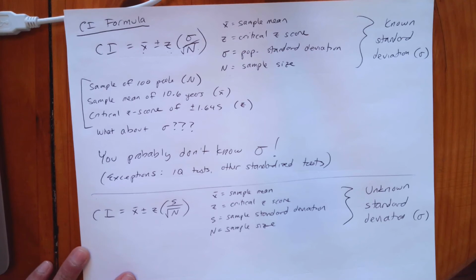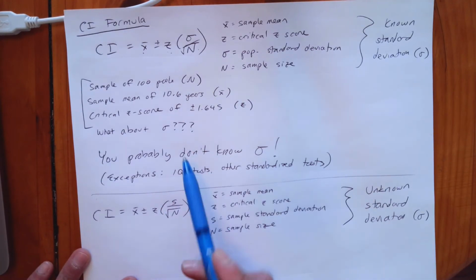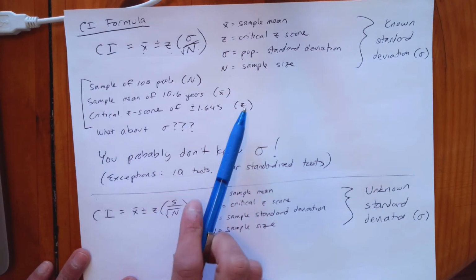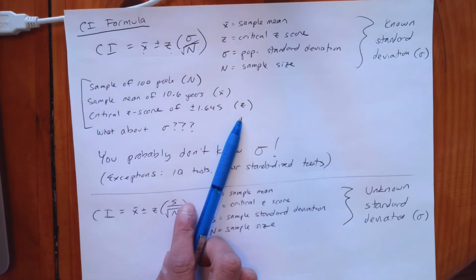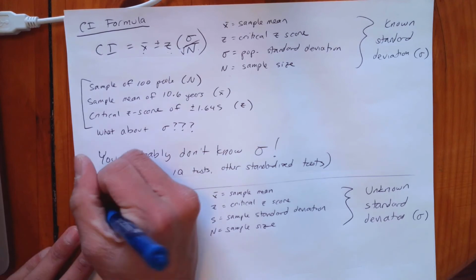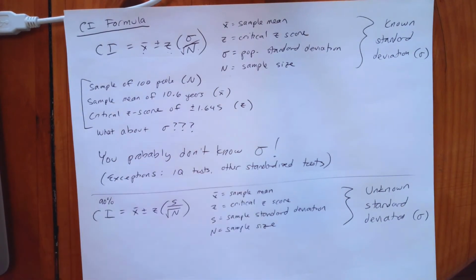So we know the sample size, N, we know the sample mean, X bar, and we have our critical z-score picked out based on our confidence level. So we're looking at a 90% confidence interval. The only thing that we need to add here is our sample standard deviation.